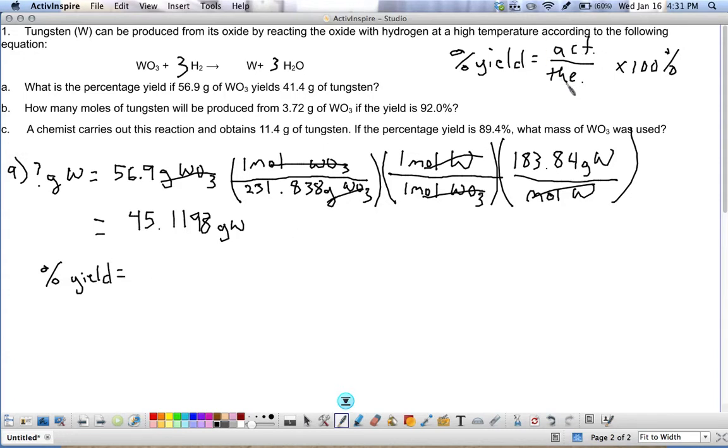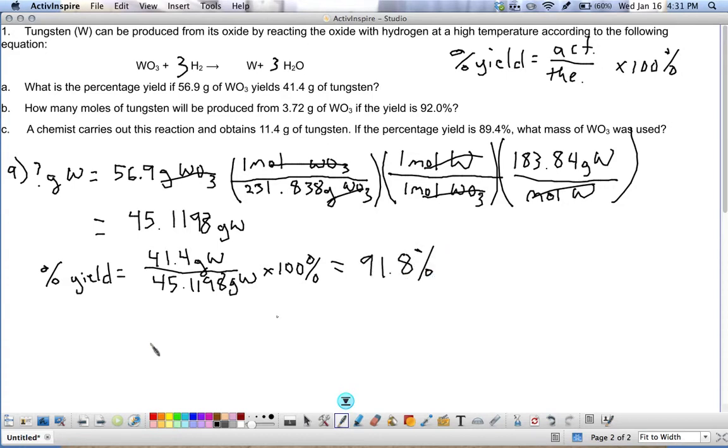Okay, and percent yield is actual over theoretical times 100%. They gave me the actual, and I calculated the theoretical. And that gives me 91.8% yield. Pretty good.